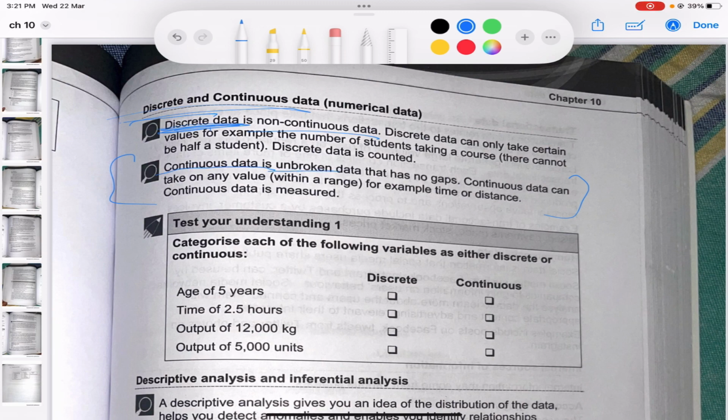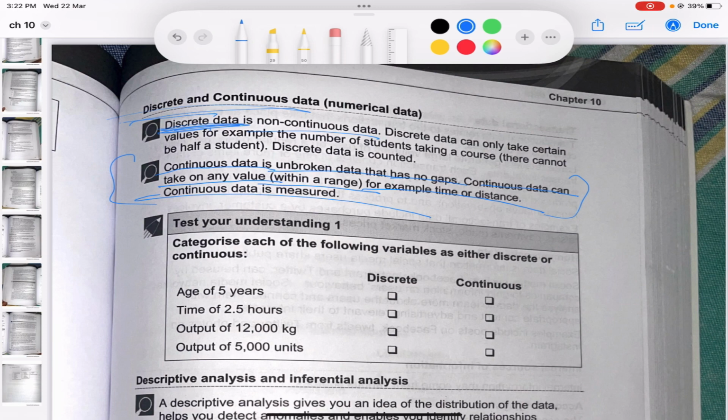Continuous data is unbroken data that has no gaps. Continuous data can take on any value within a range, for example, time or distance. Continuous data is measured. When we talk about continuous data, it has no gap in between. It does not end anywhere. It is continuous over a prolonged period and has no gaps. That is what is known as continuous data. So it has a range.